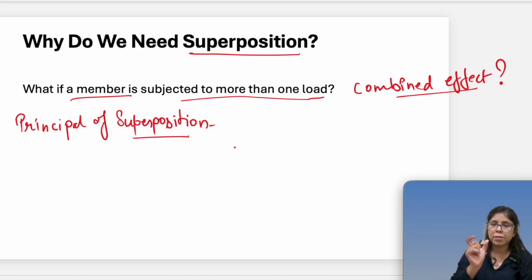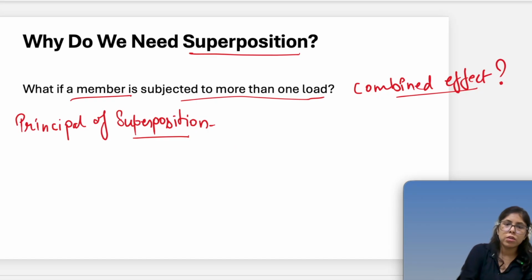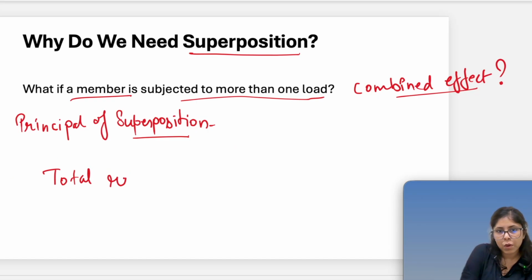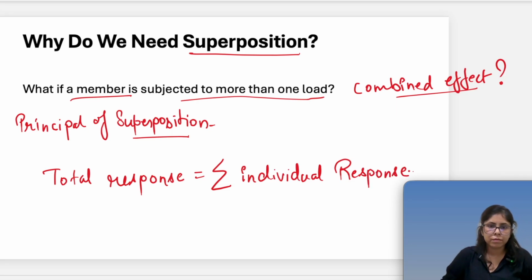Okay, so the deformation due to P1 plus deformation due to P2 plus deformation due to P3, that will be the combined effect. So I can say that the total response will be equal to the summation of individual responses, right? So this is what the superposition principle means.